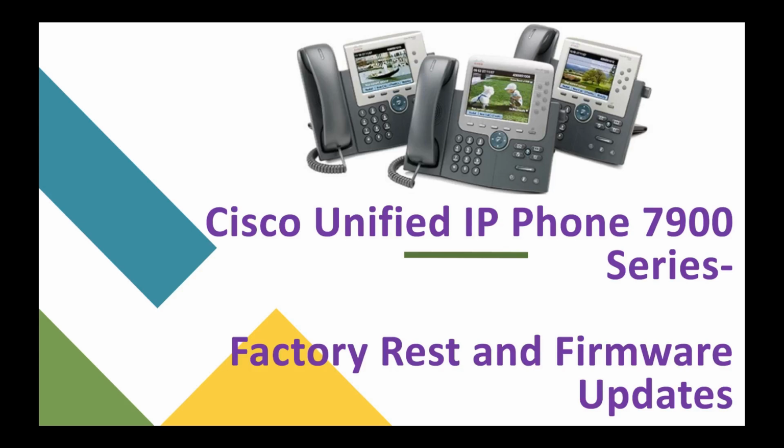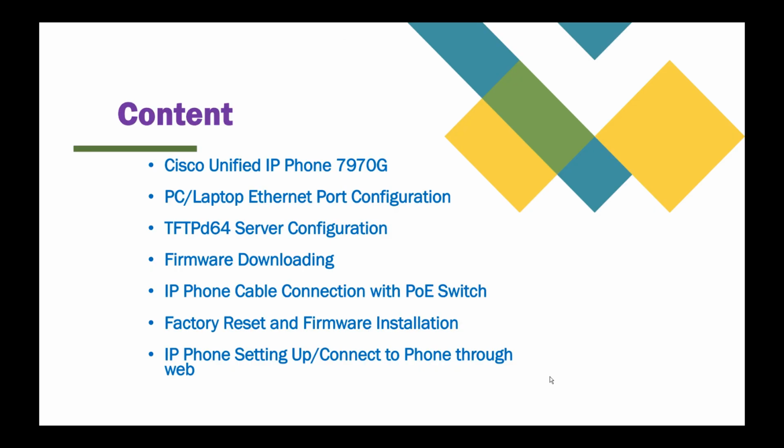This video guides you how to do factory reset and firmware update of a Cisco Unified IP phone series. It describes in more detail how to do Cisco Unified IP phone 7970G factory reset and firmware update through the TFTPd64 server, and the TFTP server configuration is also described here.